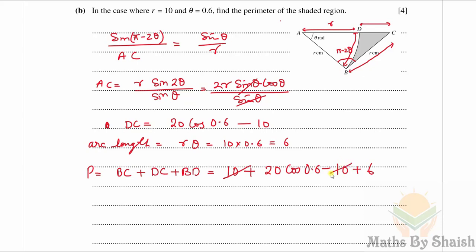So we can see these two got cancelled, and we can also calculate the value of cos 0.6. It is going to be 0.825 and so on, so multiplied by 20, it is going to be 16.5067 and so on, plus 6 will be 22.506, so I'll write 22.5 only. So this is the perimeter, and it is in centimeters.